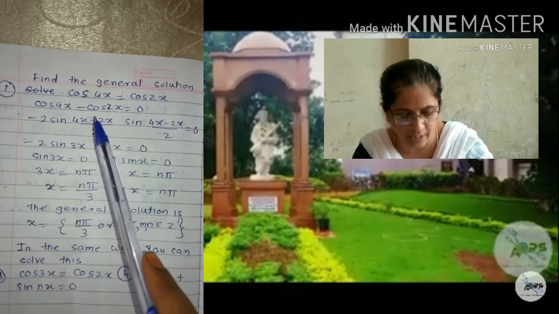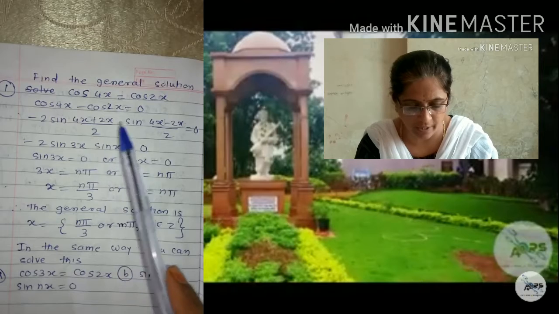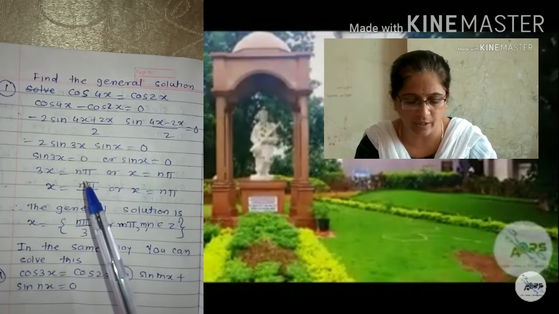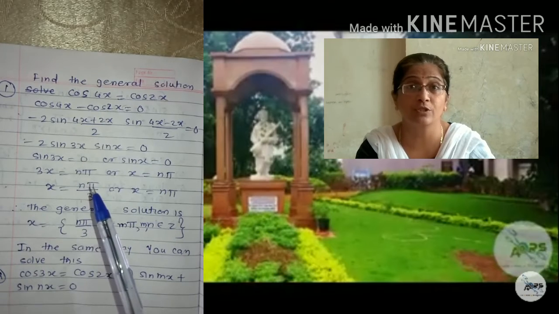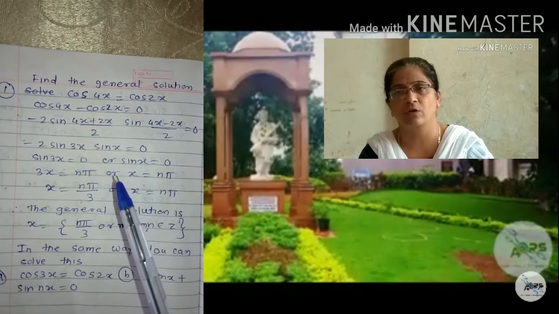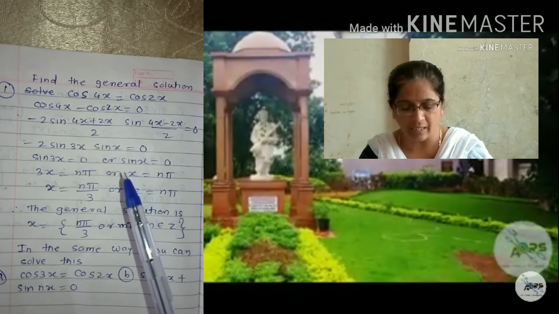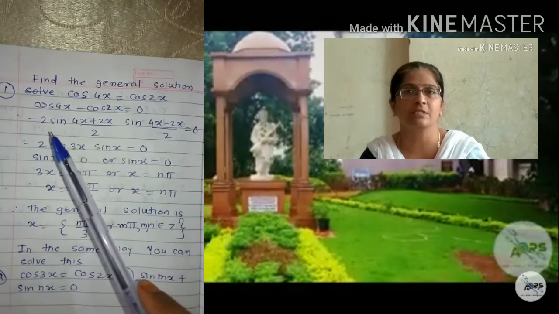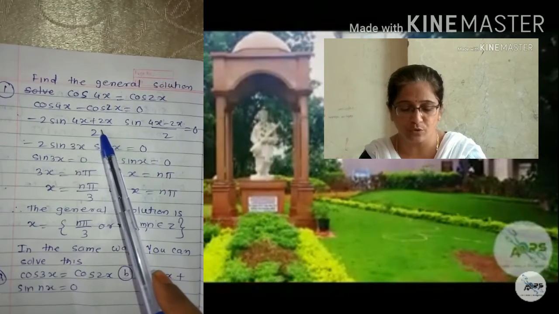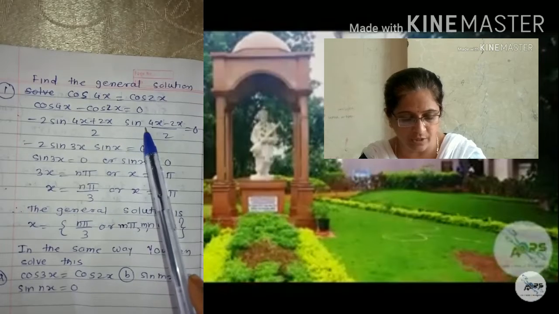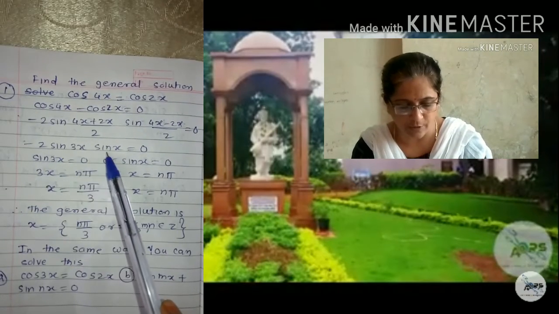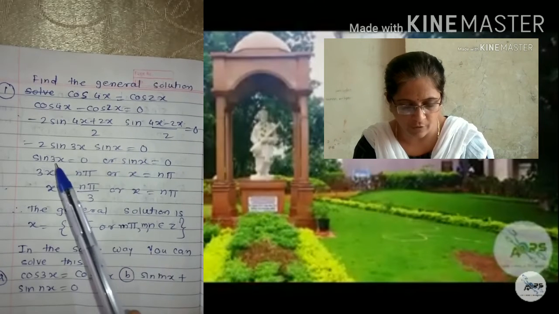We use the formula for cos c minus cos d. What is cos c minus cos d? That is minus 2 sin (c plus d) by 2 into sin (c minus d) by 2. So using this, it can be written as minus 2 sin (4x plus 2x) by 2 sin (4x minus 2x) by 2. So minus 2 sin 3x sin x equal to 0.